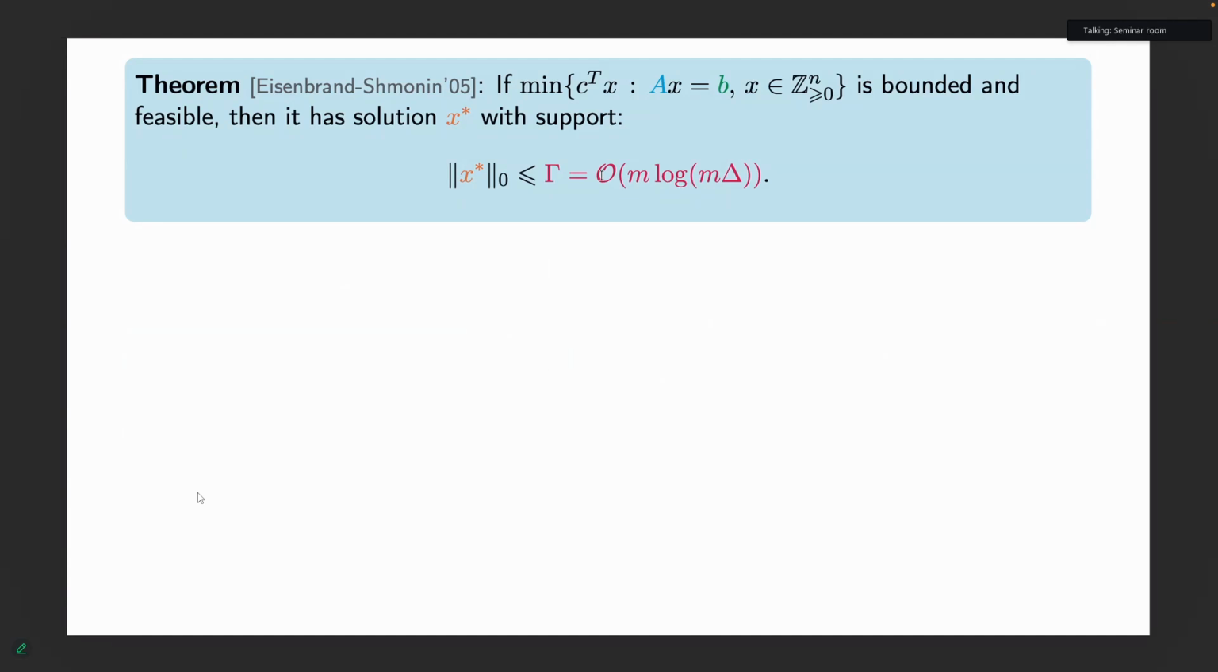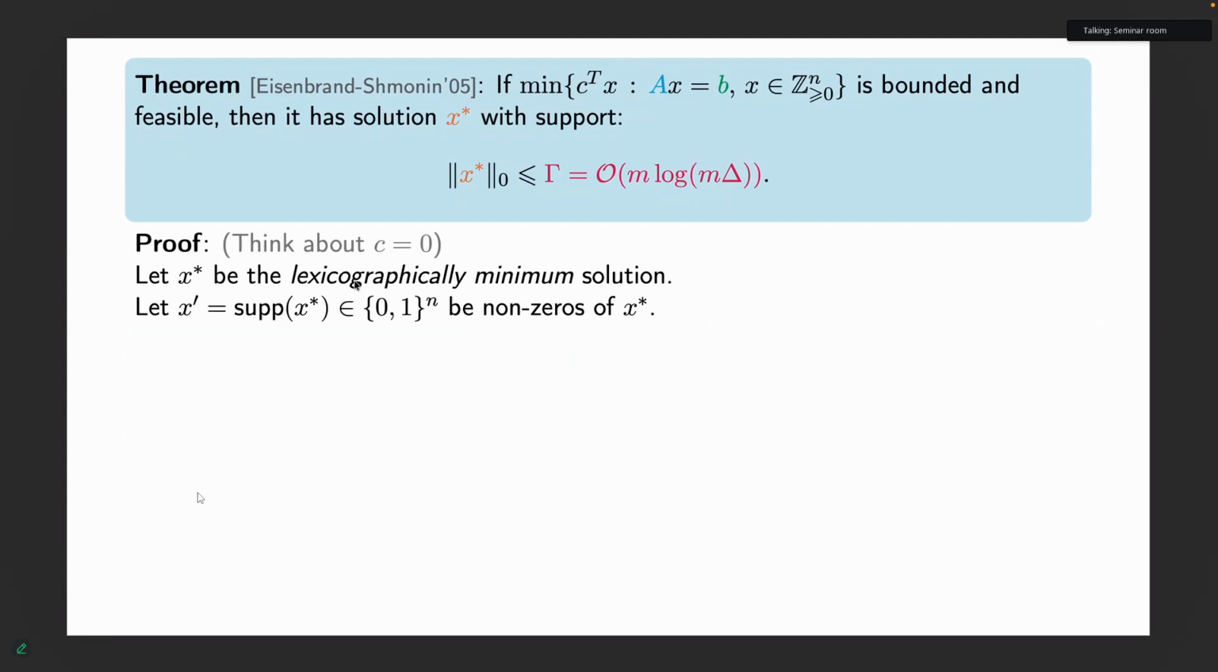So that's a theorem by Eisenbrand and Shmonin from 2006. They sometimes refer to it as the Carathéodory theorem for ILPs. And I will tell you the proof. It's simple, but I will tell you the proof for c equals 0, so just for feasibility.